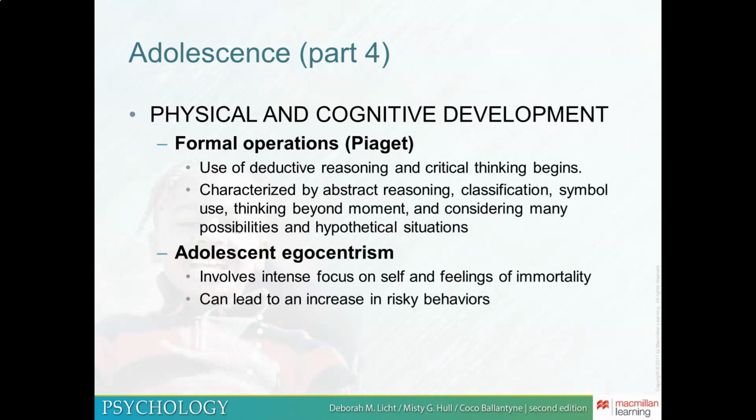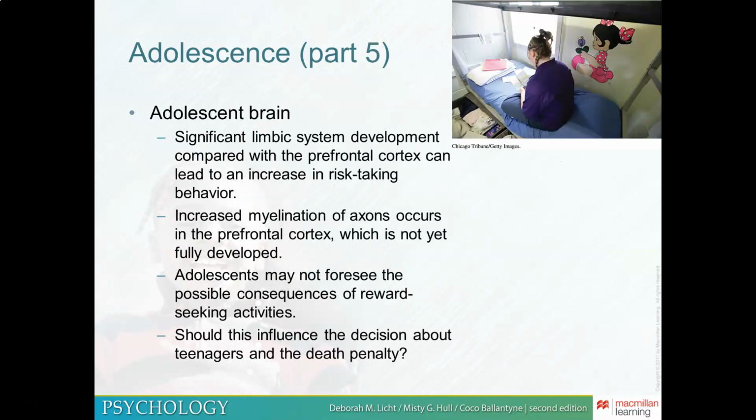Okay. So this just refers to during adolescence. Piaget says that formal operation, you remember that was deductive reasoning and critical thinking, more logical thinking, is when that starts occurring. Now, it also refers to adolescent egocentrism, and that's the phase when a person might be a little more focused on themselves and how others perceive them.